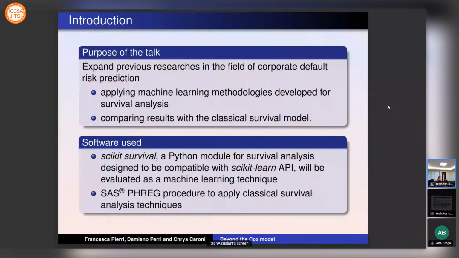Python, as you know, is open source software. SAS is a commercial software, but it's free for students and teachers. So it's widely used.